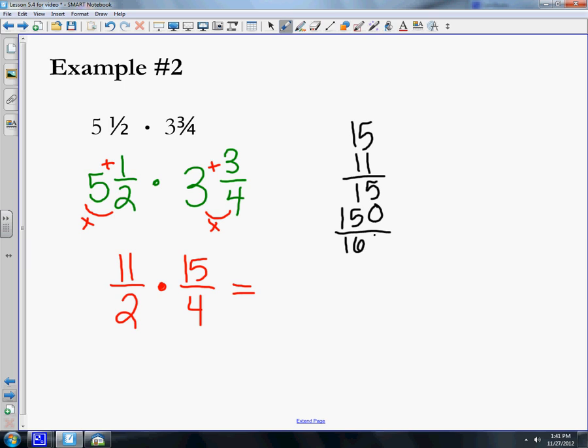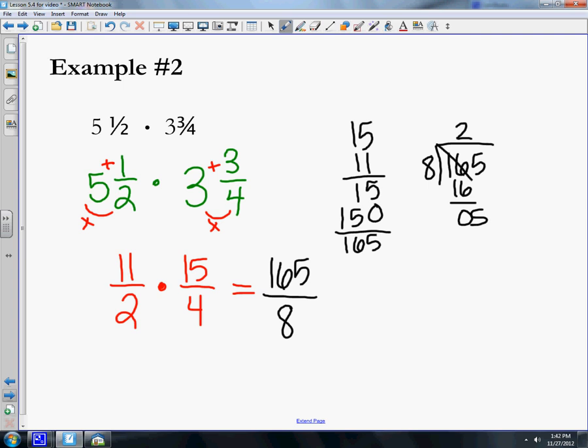And I get 165 over 2 times 4 is 8. So now, don't always assume that you can't simplify. I always like to double check, just in case. So 8 goes into 16 twice, but then 8 can't go into 5, so it doesn't work. So 165 over 8 is your final answer.